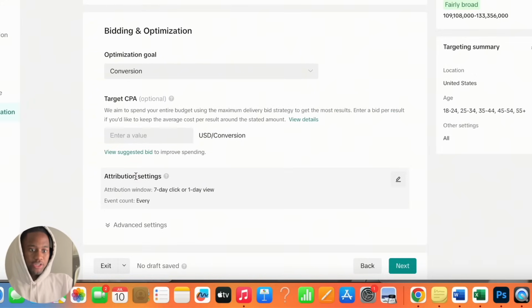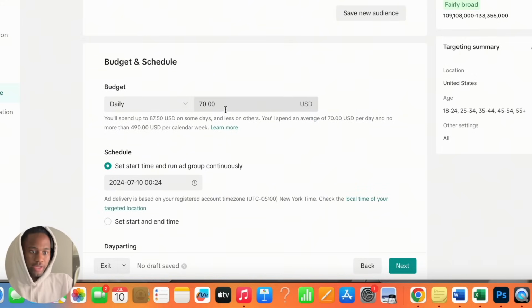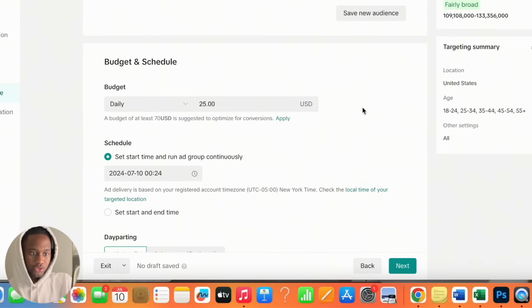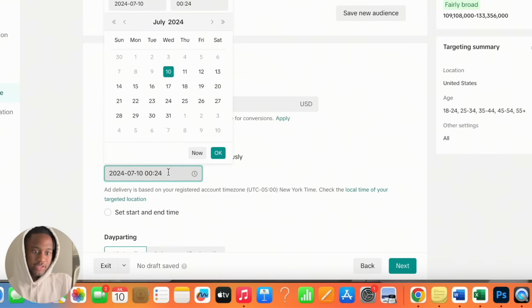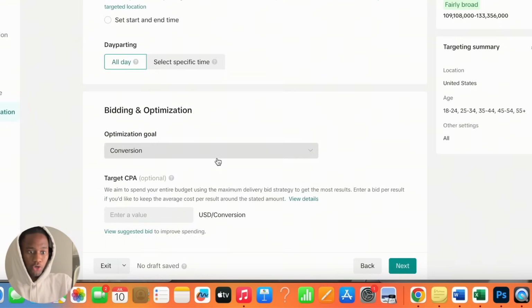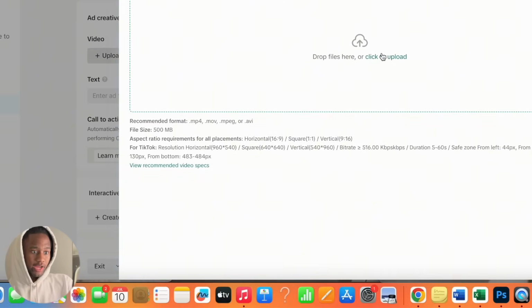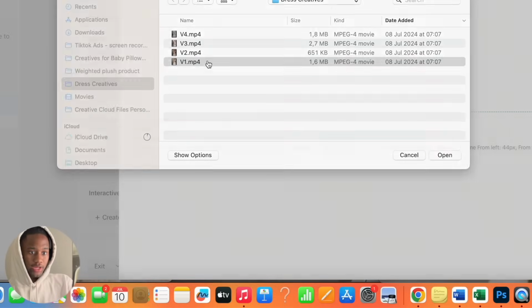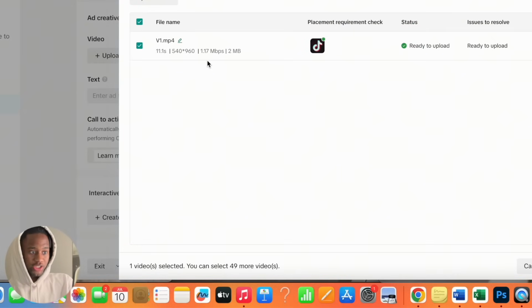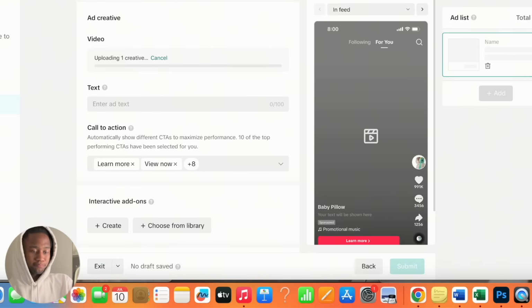Then I just scrolled down until I came here, and I put this on a $25 budget. Set the timer to be tomorrow at 0000. Basically, run the ads tomorrow. Start running the ads tomorrow. Click next. Then when it came to this, simple, I clicked upload. Upload for the product, and I put in video number 1. So this is going to be the dress video number 1. Click upload.